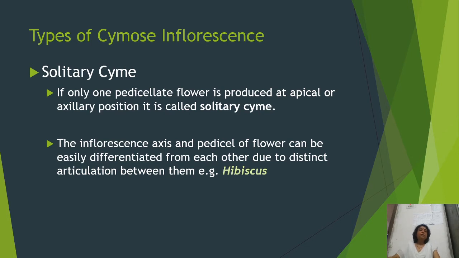First of all, the solitary cyme. If only one pedicellate flower is produced at an apical or axillary position, it is called a solitary cyme. The inflorescence axis and pedicel of the flower can be easily differentiated from each other due to a distinct articulation between them. Example, hibiscus or datura, where we can see that there is always one single flower.